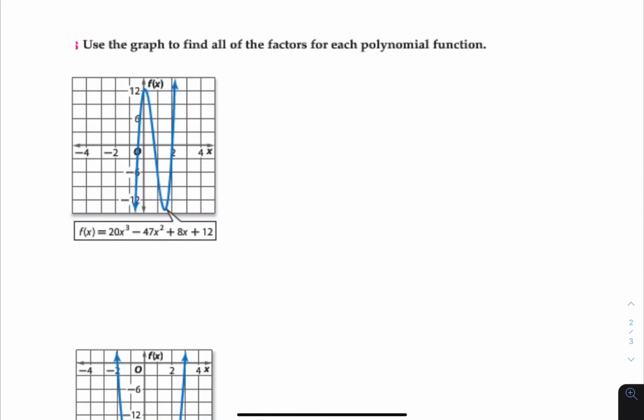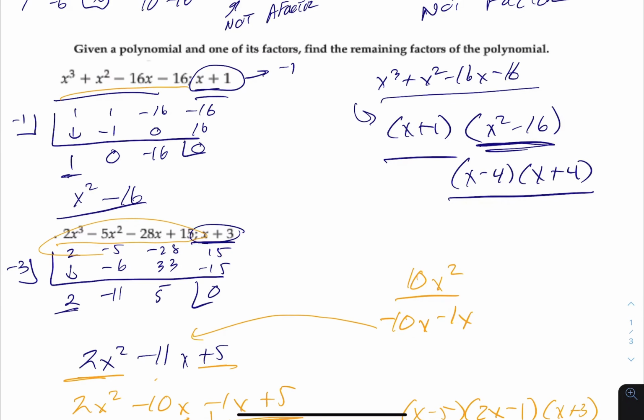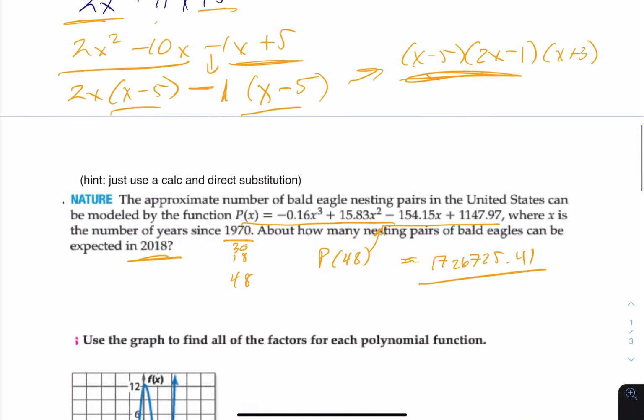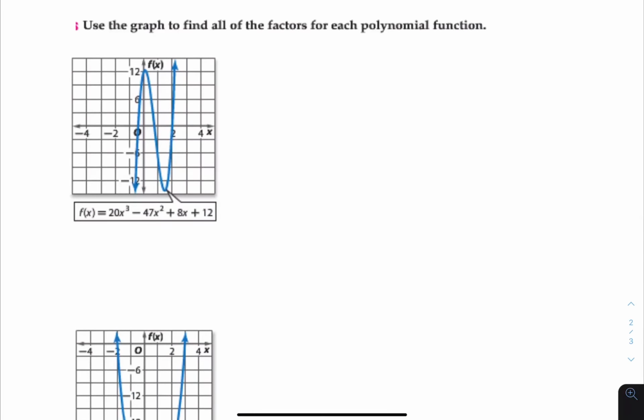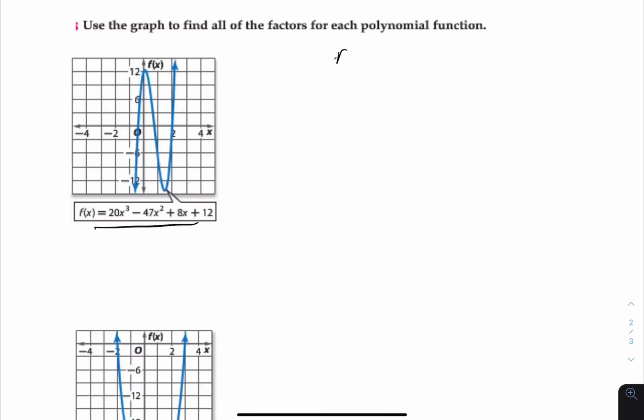Okay, next one. This last one is a lot like the one we did up here, where they give you an equation and they give you one factor and they want you to find the rest of the factors. But in this case, they don't give you one factor, they give you a graph. So my equation's right here. F of x equals 20x cubed minus 47x squared plus 8x plus 12. I should get three factors, most likely.